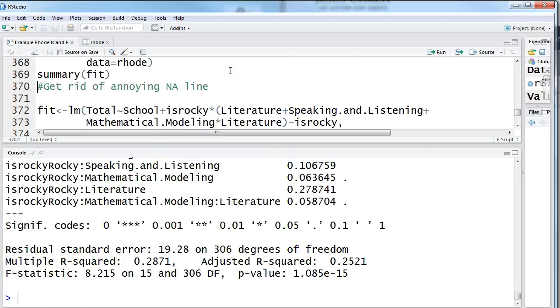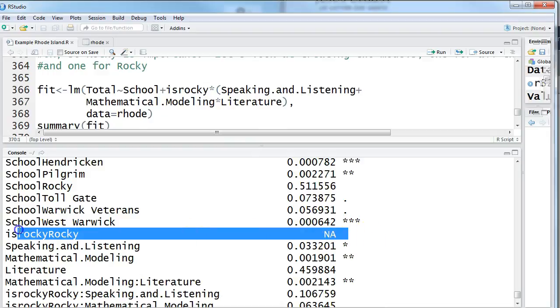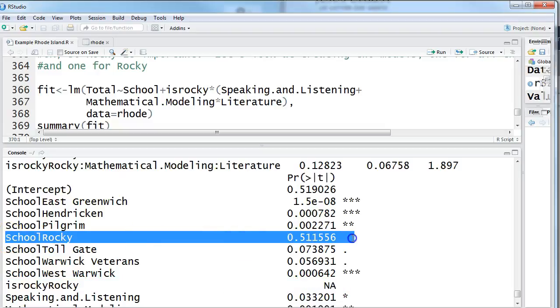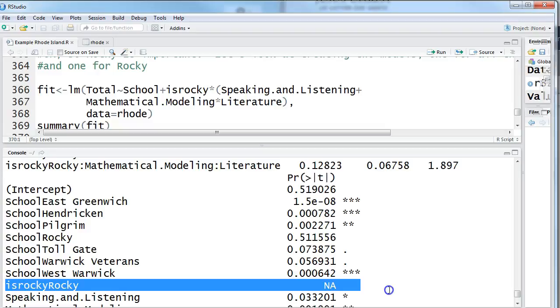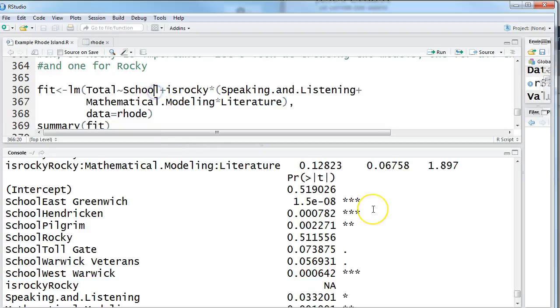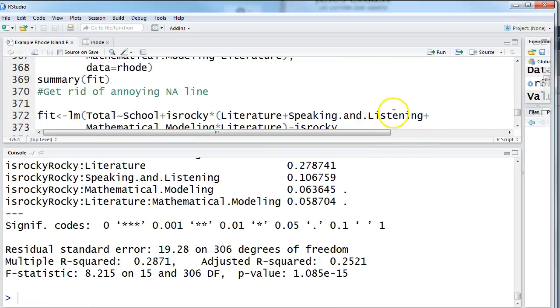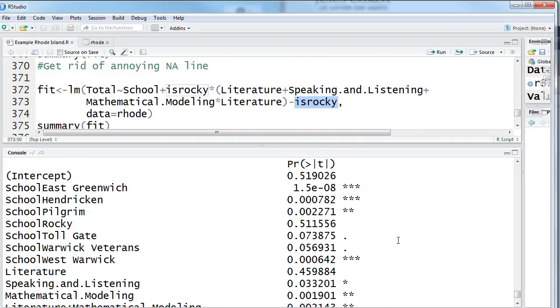We find here, okay, is Rocky significant based on the other variables? Well, 10%, 6% maybe, 27, 5%. So another thing you might notice right here is there's this NA that keeps showing up. That's because when we did school Rocky, this said, should Rocky have a different y-intercept? The answer was no. And this says, should Rocky have a different y-intercept? It's the same thing. So R says, yeah, I'm getting an error there. So if I ask it right here to not do the intercept for the isRocky variable, that will get rid of that NA line.